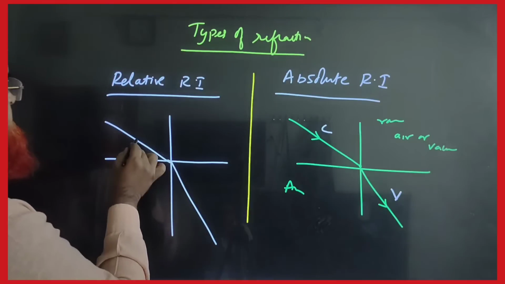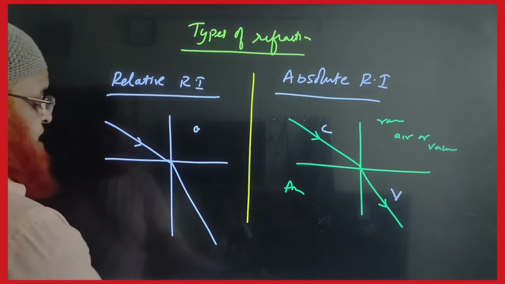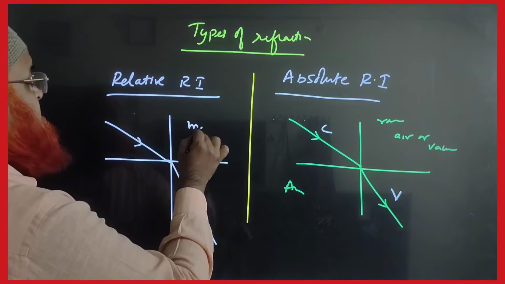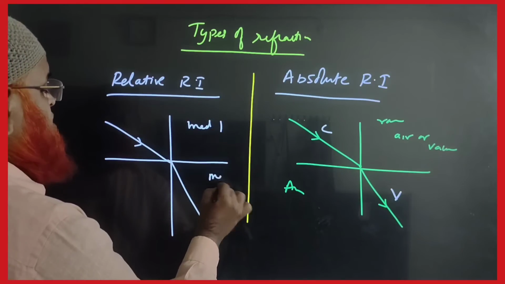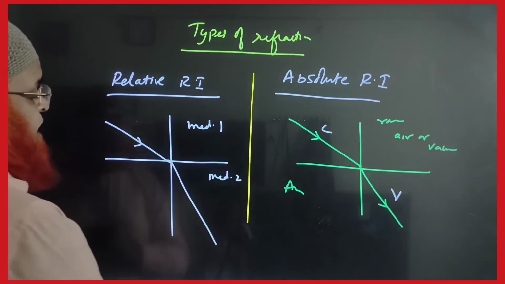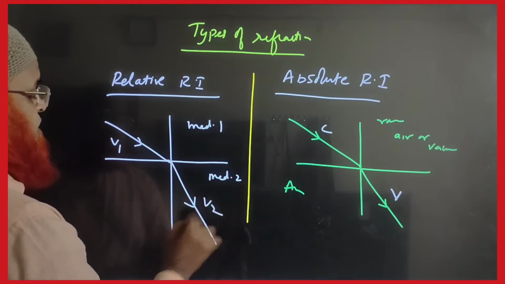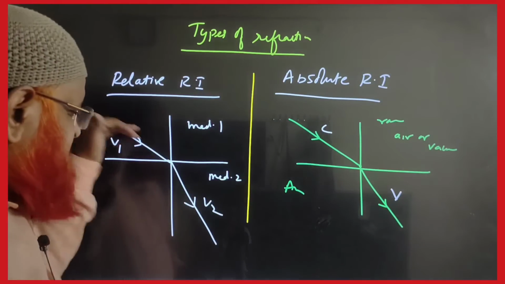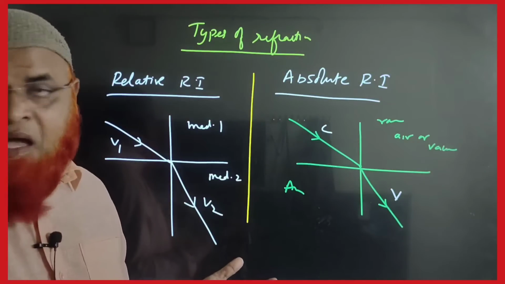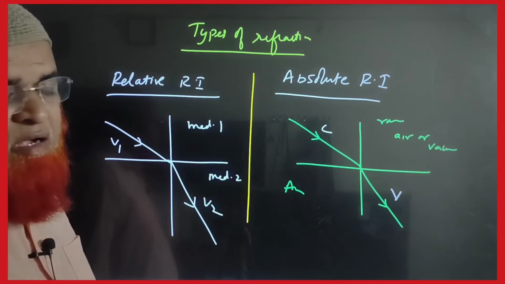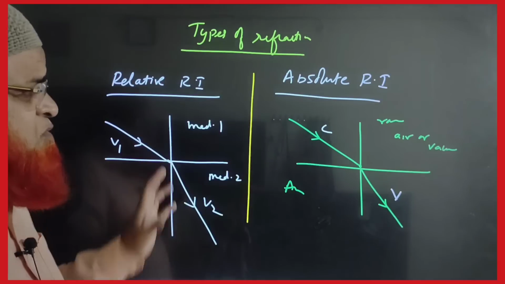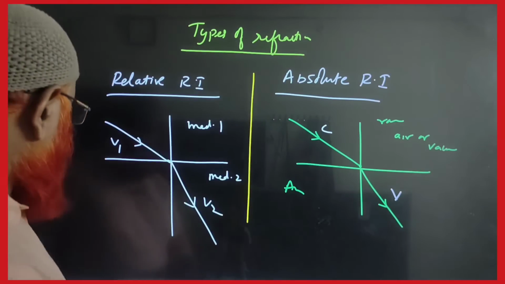Now when you consider a relative refractive index here, when a light bends like this, this is medium 1 and this is medium 2 here. It is the velocity of light in the first medium to the velocity of light in the second medium. First medium, second medium, any mediums you can take. That is said to be relative refractive index. Absolute and relative, that is the difference here, no?